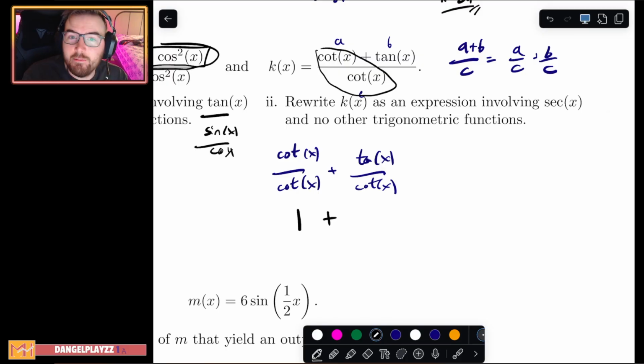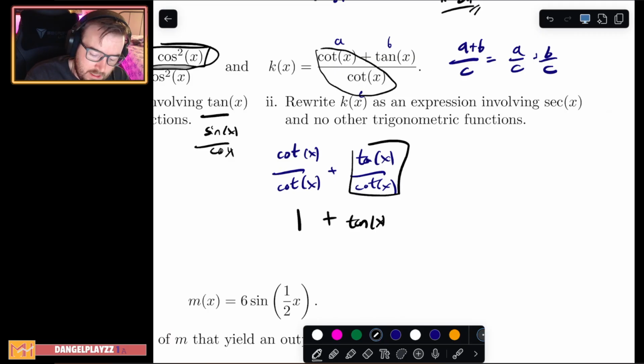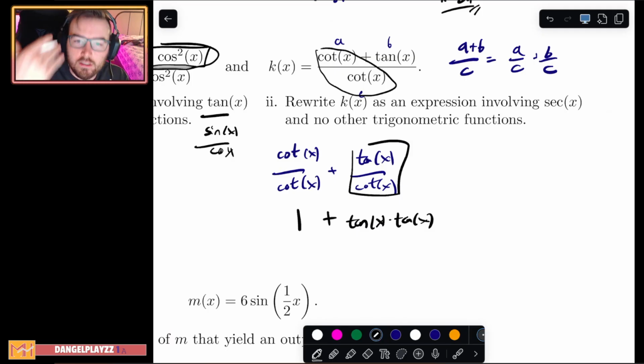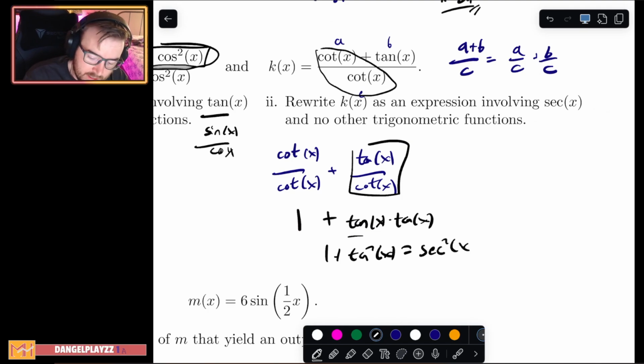Well, dividing by cotangent is the same thing as multiplying by tangent. And that's a basic fact that we need to realize because tangent and cotangent are reciprocals. Dividing by tangent gives you cotangent, and thus dividing by cotangent gives you tangent. So tangent times tangent is tangent squared. Gasp! 1 plus tangent squared is secant squared.